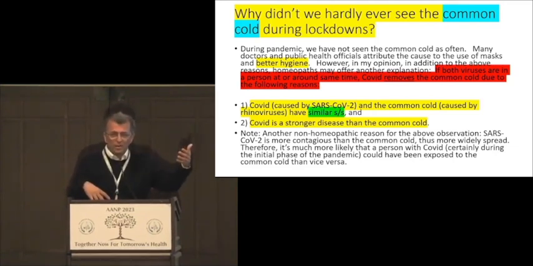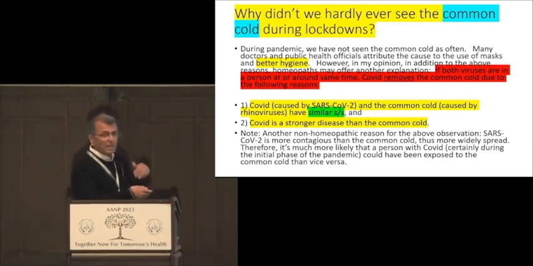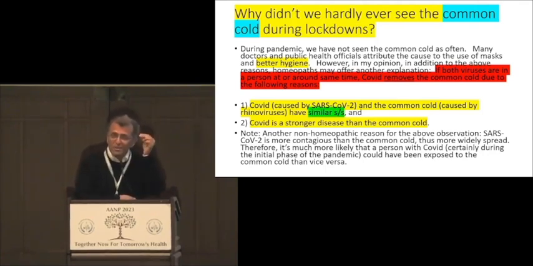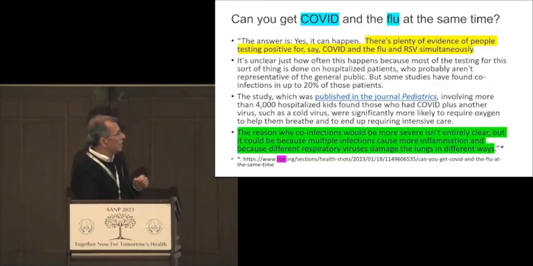But the homeopathic interpretation of why we didn't see common cold is that COVID was stronger, so it literally removed the cold virus. We hardly saw anybody. I didn't see a single case of cold for 2 years. And I believe that's the homeopathic reason. I knew it all along. I knew there had to be something beyond just the mask. This is the homeopathic rationale behind it.